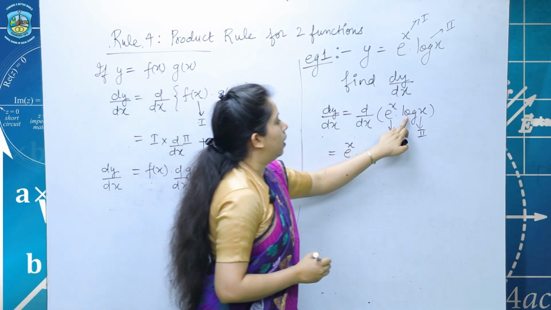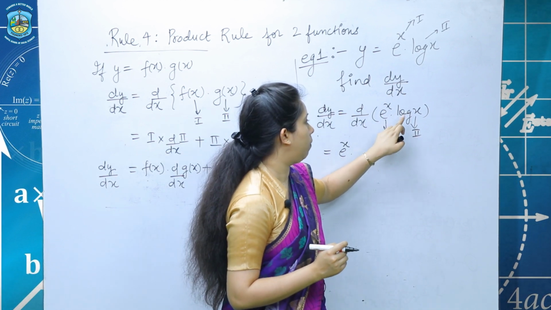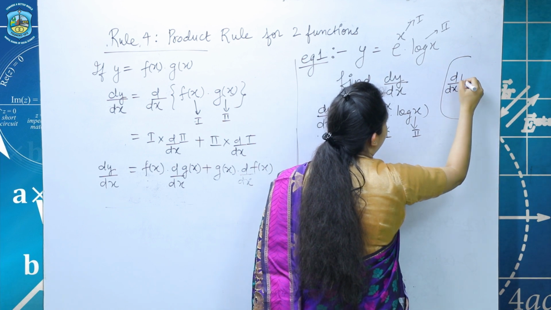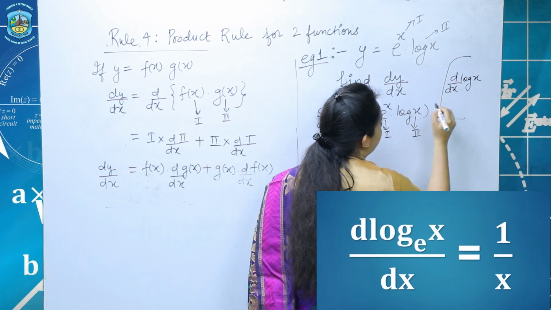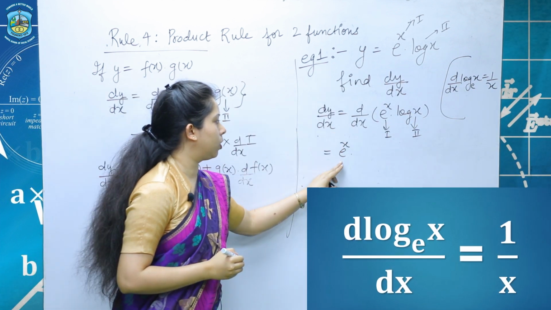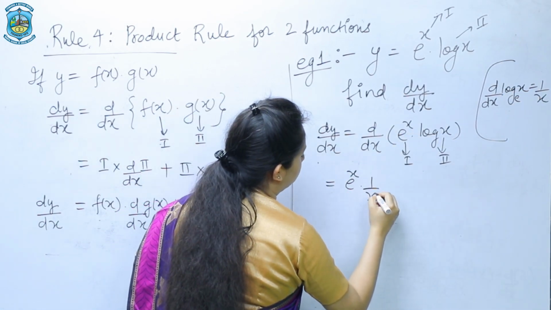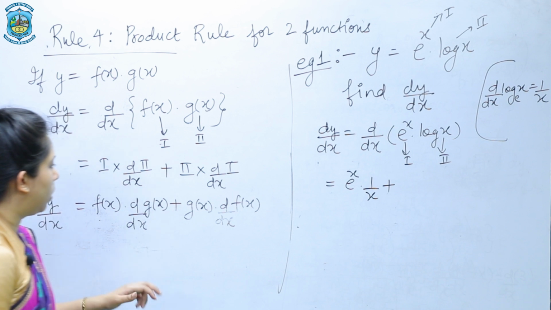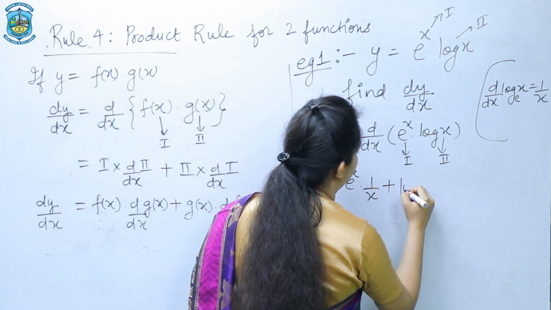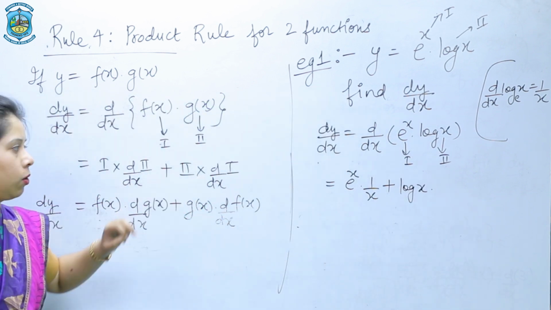Now we have studied the formula of differentiation of log x in the previous video. So from there we will recall the formula, and the formula is d by dx of log x, here we are talking about natural log, so that is 1 by x. So the first function is kept as it is, differentiation of second will give you 1 by x, plus according to the rule the second function is kept as it is. So second function is log x multiplied by derivative of the first function.